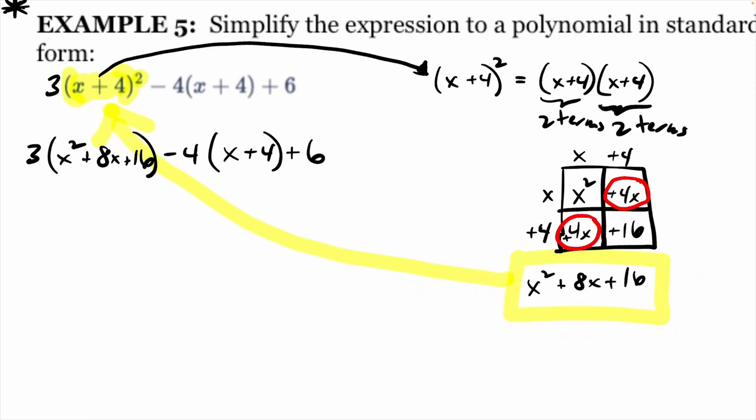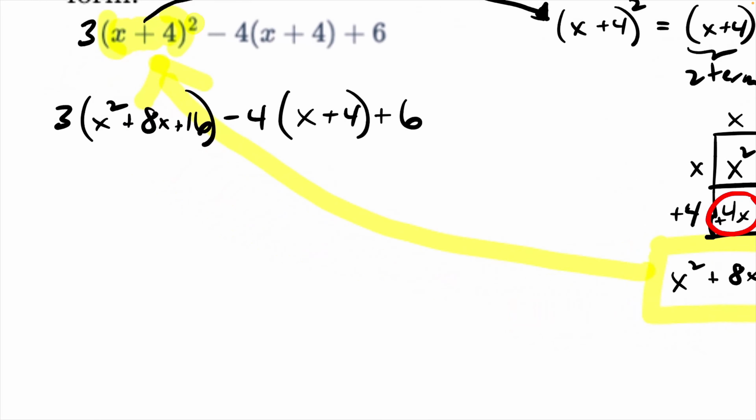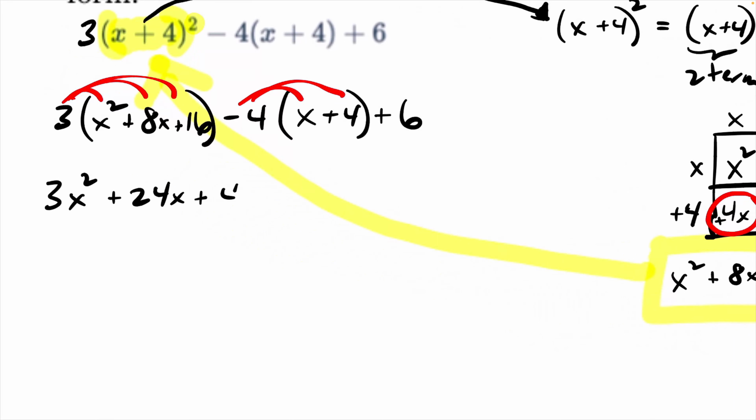Okay. Now, I don't have to worry about exponents anymore. Now, I can distribute because there's no power anymore to block it. So I can distribute this guy, I can distribute that guy. 3x squared, 24x, plus 48. Distribute -4, you get -4x minus 16. And then the positive 6 comes down with it.